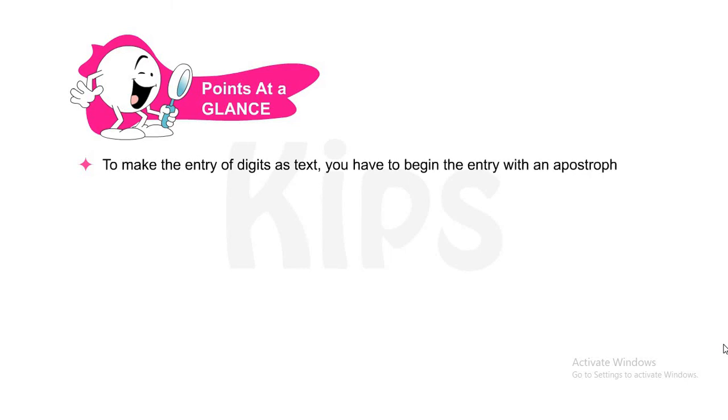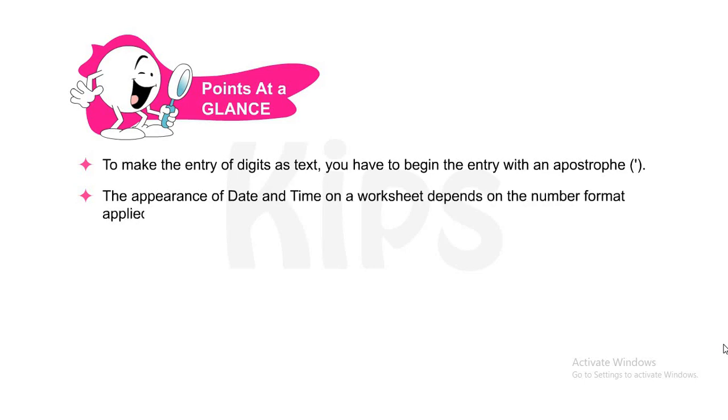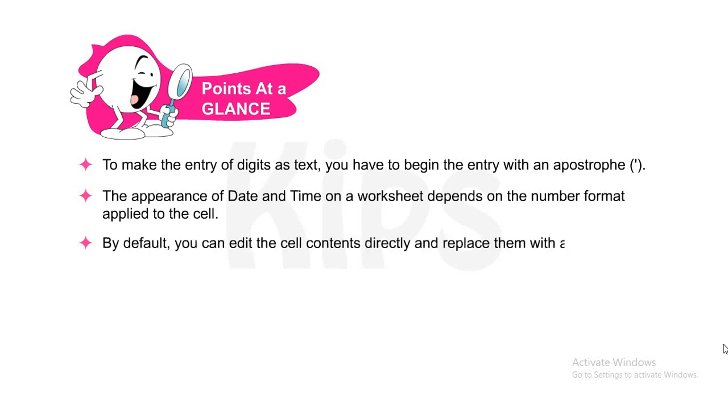Let us quickly glance through the key points discussed in this chapter. To make the entry of digits as text, you have to begin the entry with an apostrophe. The appearance of date and time on a worksheet depends on the number format applied to the cell. By default, you can edit the cell contents directly and replace them with a new entry. The cell contents can also be modified using the F2 key.